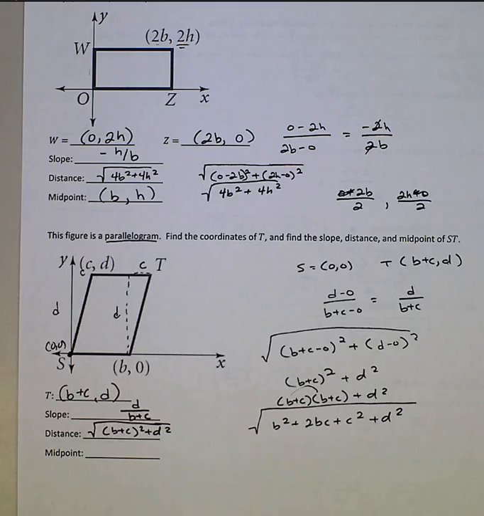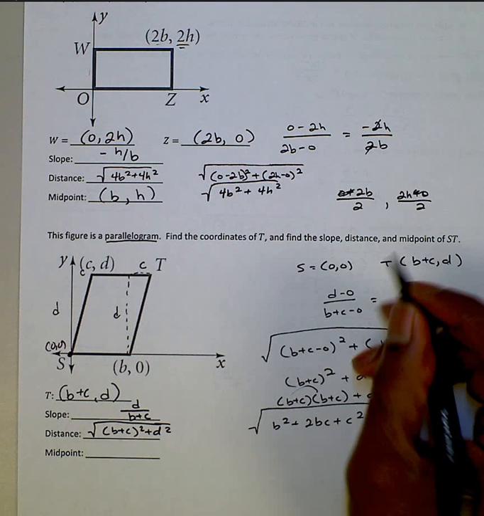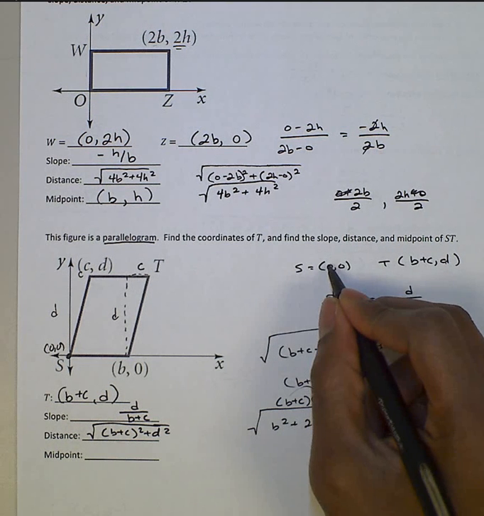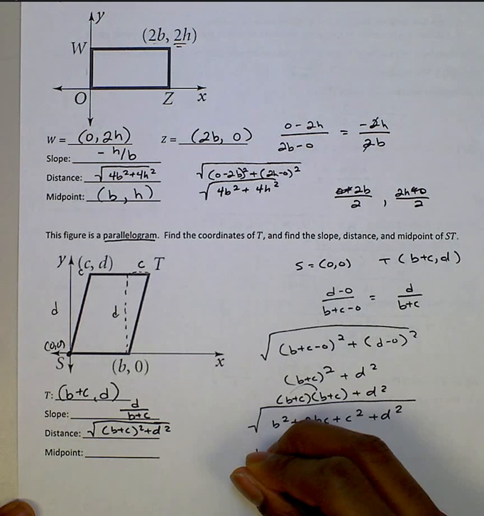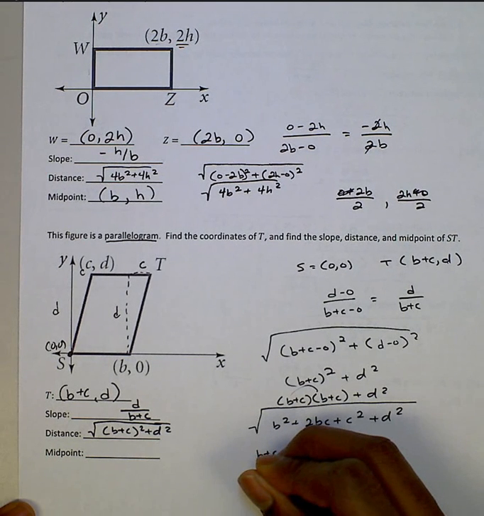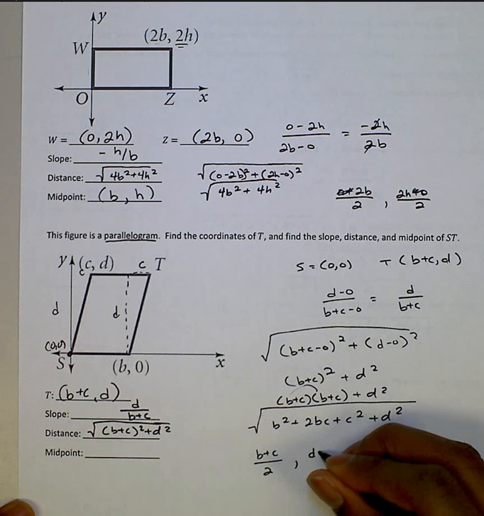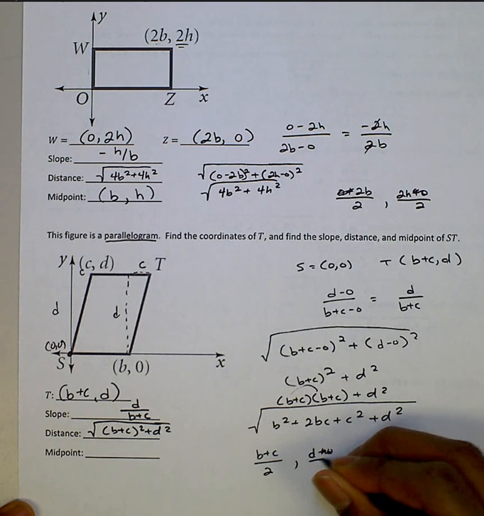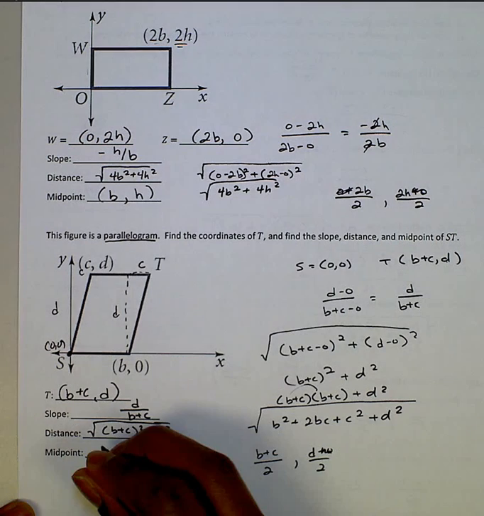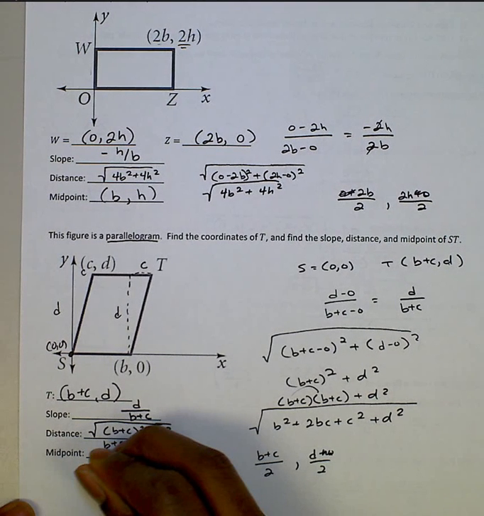Finally, midpoint, remember it's the average of the x values, average of the y values. Makes it a little bit easier that this is 0, right? So B plus C plus 0 just gives us B plus C over 2, comma, D plus 0, which just gives us D over 2. So the midpoint will be B plus C over 2, comma, D over 2.